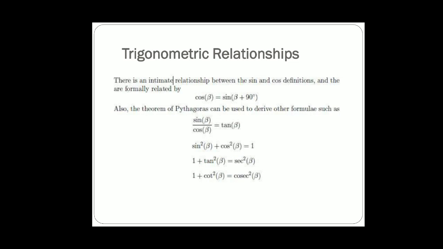So, trigonometric relationships. Cos beta is equal to sin of beta plus 90. Sin beta upon cos beta is tan beta. Sin square beta plus cos square beta is equal to 1. 1 plus tan square beta is equal to sec square beta. 1 plus cot square beta is equal to cosec square beta. These are the trigonometric relationships which are defined for an arbitrary triangle.